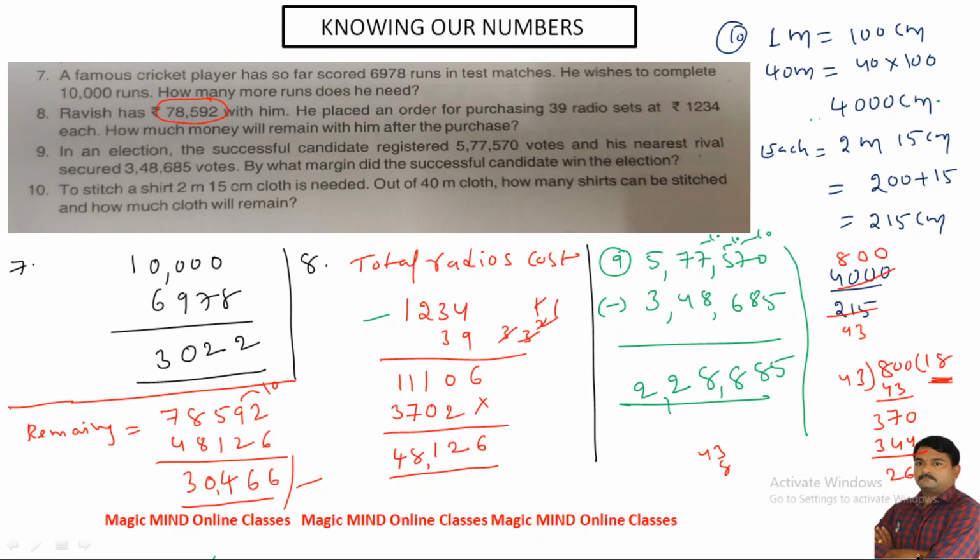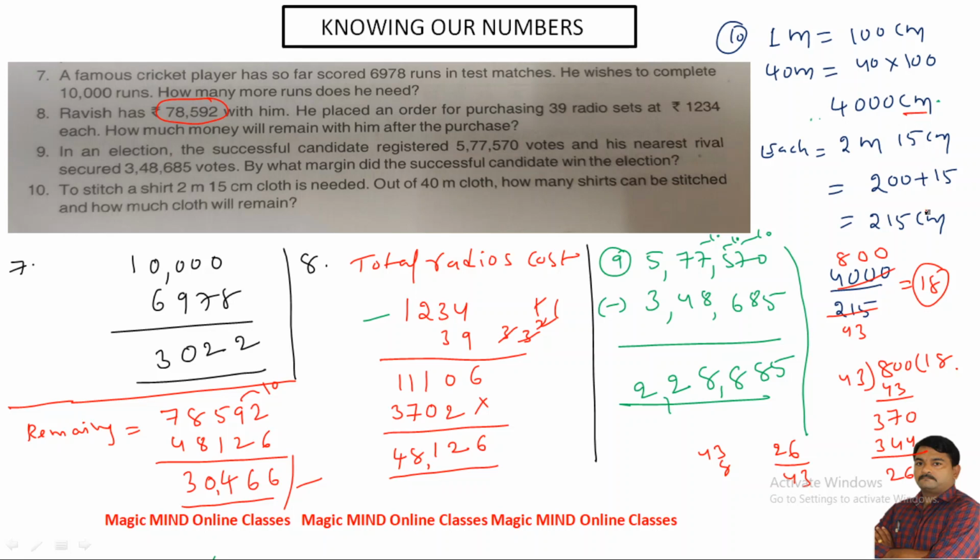In order to proceed further, I need to keep a decimal point. Initially, a total of 18 shirts can be stitched. And apart from that, how much is left? Still 26 left, 26 left out of 43. Now this also we can convert into meters or centimeters.